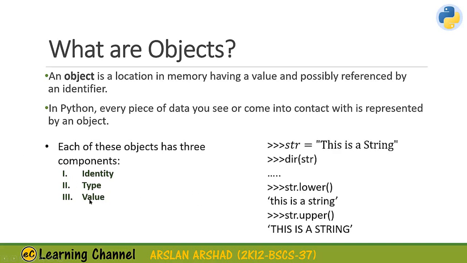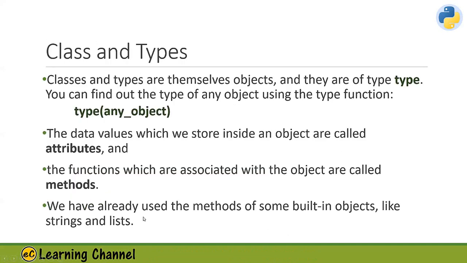So you have three things: value, type, and identity. Identity is the variable name. So your C1 is the identity, the type is int or complex, and then there is the value. And then you can use type to find it and compare with the class.